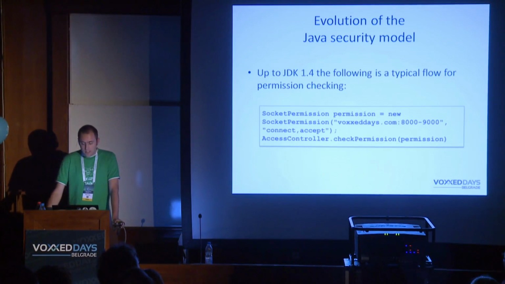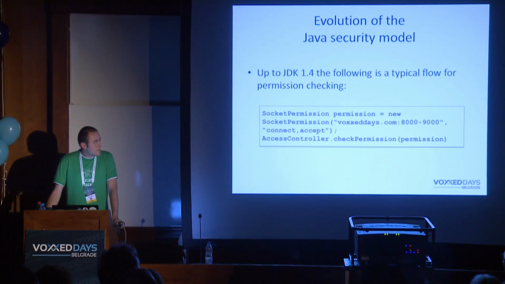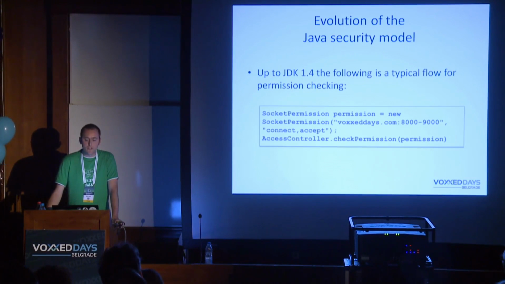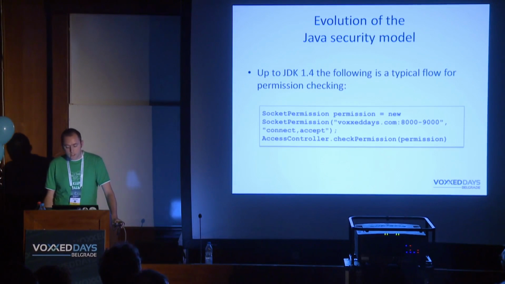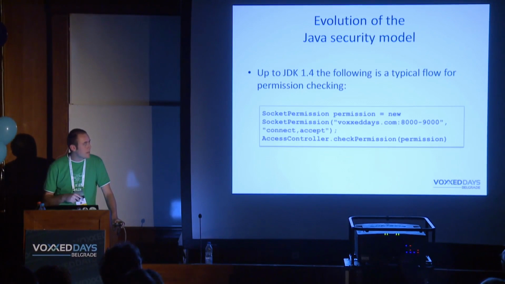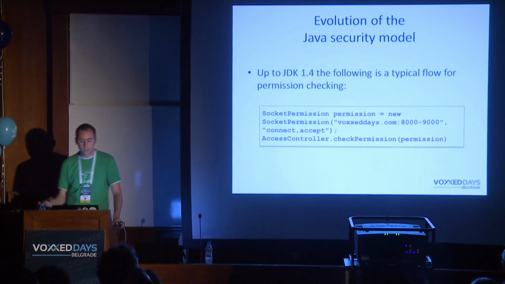Okay, so here is an example, basically the same example, but using an access controller class, not a security manager. So you say AccessController.checkPermission, and you supply a permission instance. This checks whether the current executing code has the permission to open a socket or accept a connection from that location.